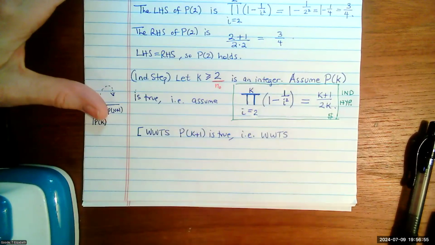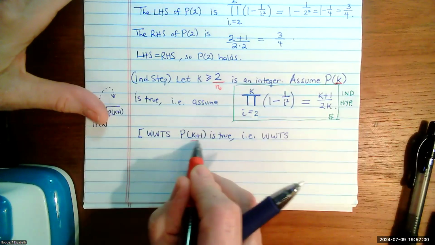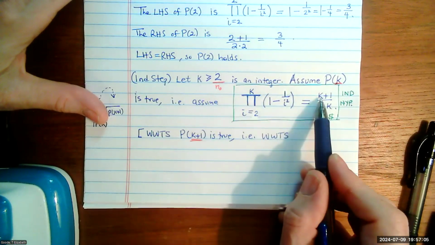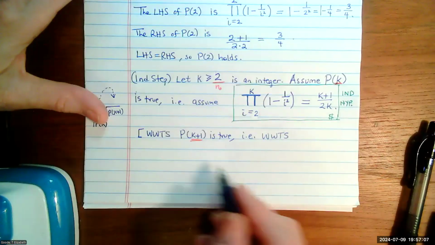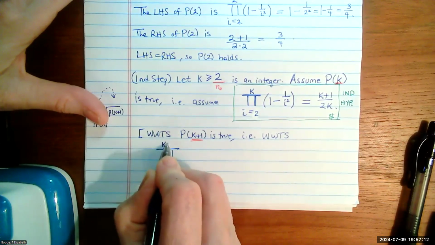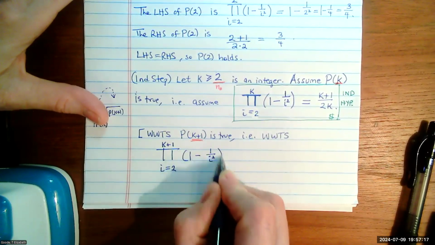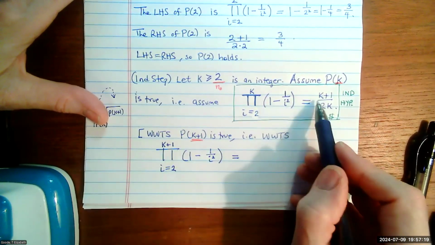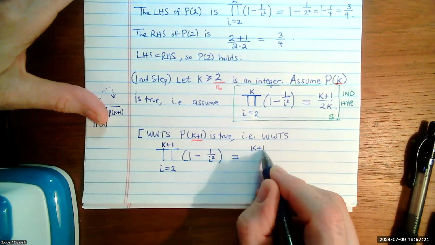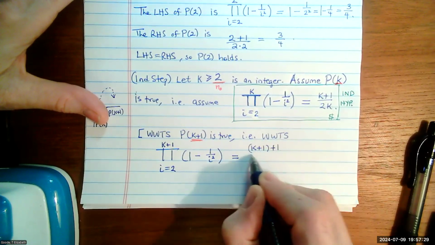So now the argument, instead of being k, which it was in P of k, is k plus 1. So everywhere we currently see a k, we're going to substitute in a k plus 1. Here we go. It's the product from i equals 2 to k plus 1 of this quantity, 1 minus 1 over i squared, is equal to, and now we're going to be real careful. We're going to plug in k plus 1, but then we add a plus 1. So that's our numerator. It's really k plus 2, right?